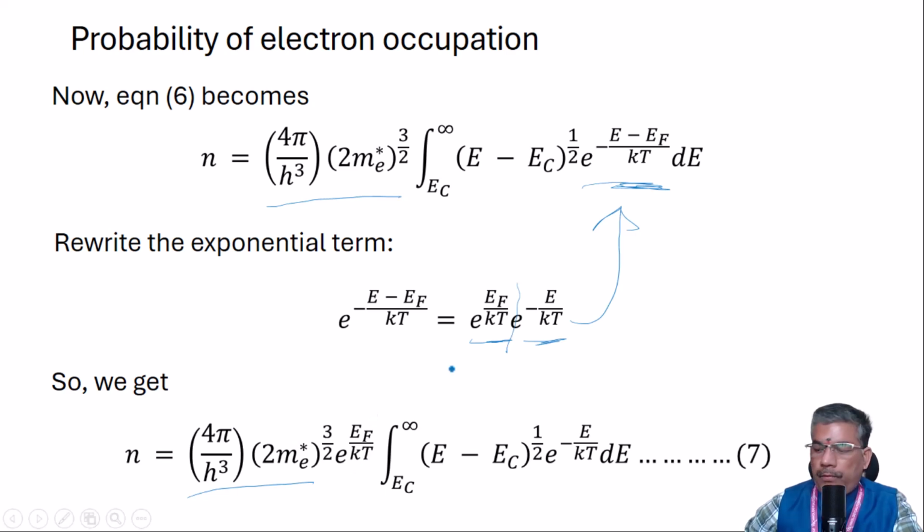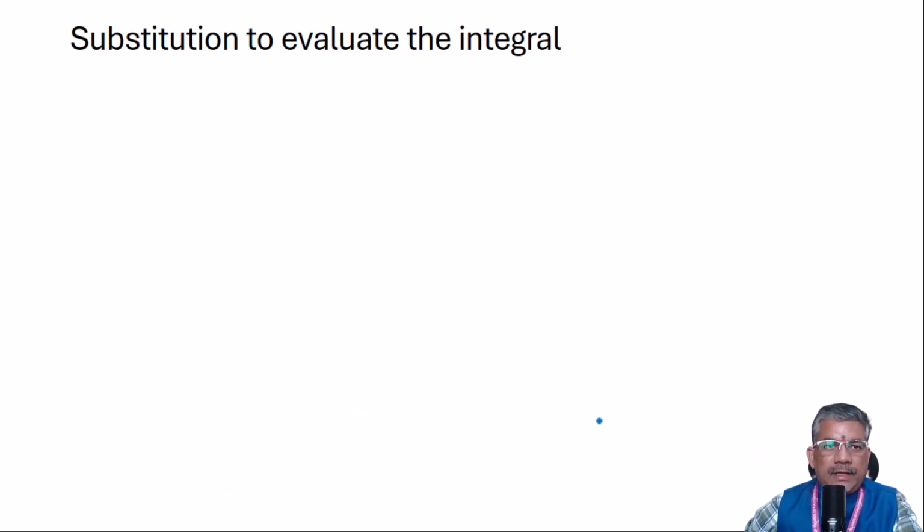So now we are going to take this exponential of Ef by kBT outside the integral. So that is why we have it right here, and the remaining is the integral from Ec to infinity, as usual, (E minus Ec) whole power of 1/2, and exponential of minus E by kBT into dE. So that is our equation number 7.